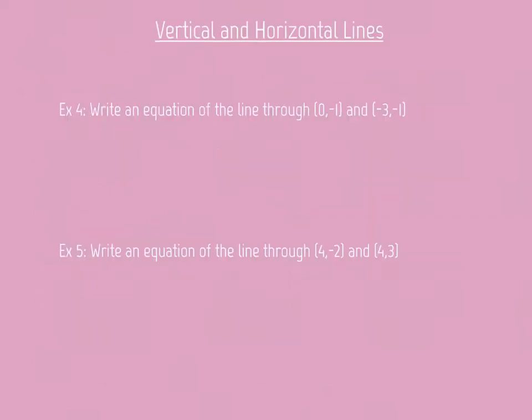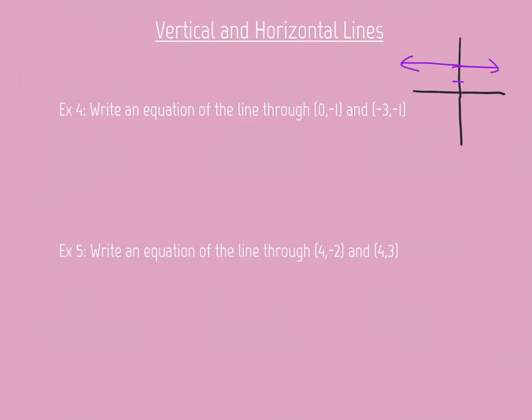So let's talk about some vertical and horizontal lines. Before we do one of these problems, I'm just going to write down a little picture here. I'm going to make a graph of the line that goes through like this. Let's go up 2 tick marks and we'll make a line right there. So there's a horizontal line, right?